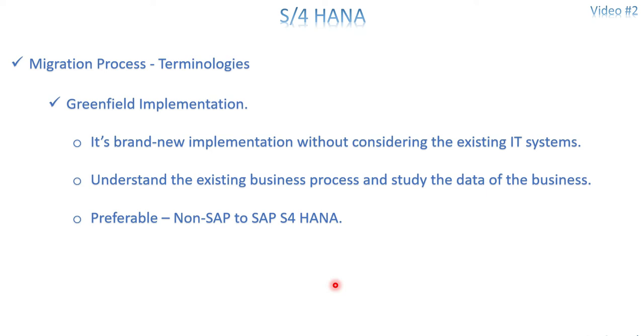The customer decides, okay, I'm going with a new implementation. I don't want to do any conversion from any existing system. So that's what I mean here, without considering how it is working. Forget about it. I need a very brand new design as a product for my business. So you have to re-engineer that. They have to understand their business process and they're going to implement S4 HANA on the customer side. So that is called Greenfield implementation.